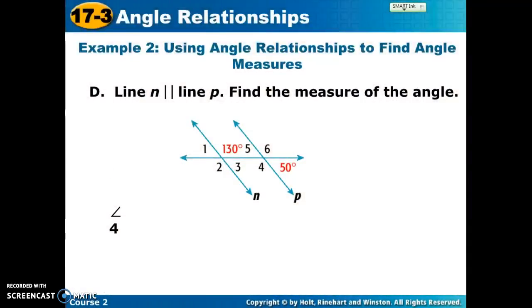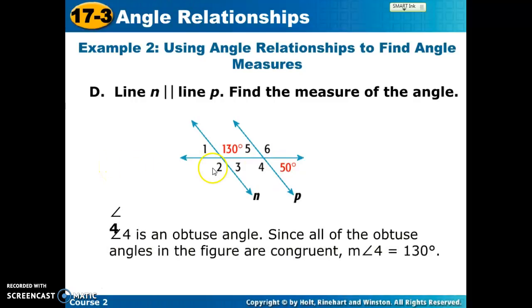All right, angle 4. Angle 4 over here now, I can use this 50 degrees to help us out. 50 degrees and the measure of angle 4, they're neighbors. Those are called adjacent angles, right? So we can go ahead and subtract 180 minus 50 to get 130 degrees. Angle 4 also, we can say, hey, this is our obtuse angle, right? That's a very large angle. All obtuse angles in this picture are going to be 130 degrees. The measure of angle 4 is obtuse, so that's 130 degrees.